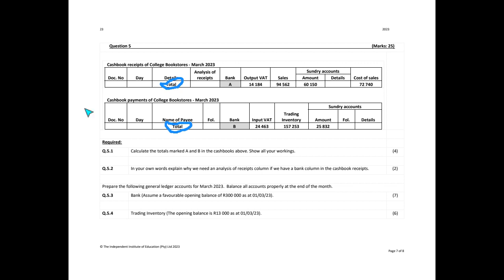So remember, the other 4 general ledger accounts that they asked us for were bank, trading inventory, capital, and sales. So we're going to use these 2 bank amounts for the bank T account. We are going to use this sales amount here for our sales T account. We are going to use trading inventory from cash book payments and cost of sales from cash book receipts when we post to our trading inventory T account. And what was the last one? The capital account.